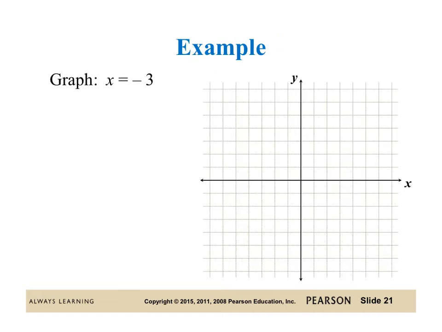So here we have a little bit of a different case. Here we've got the graph of x equals negative 3. And what x equals negative 3 says is, I don't care what y is, x is going to be negative 3. So if y is 0, x is negative 3.